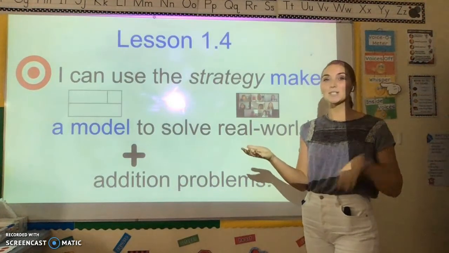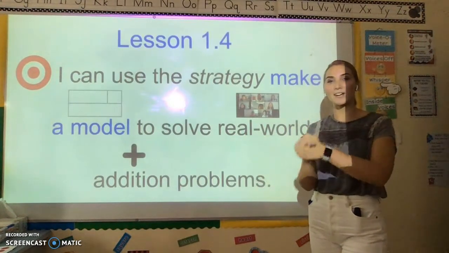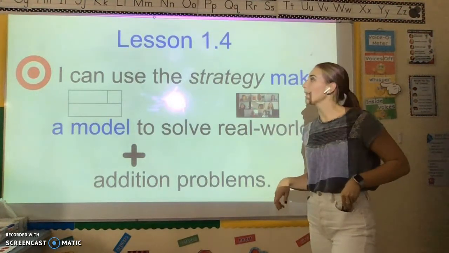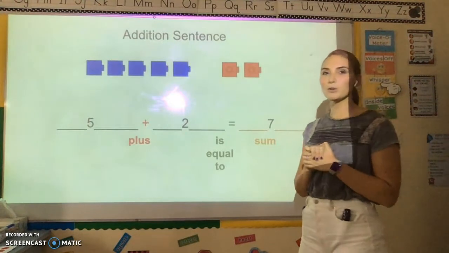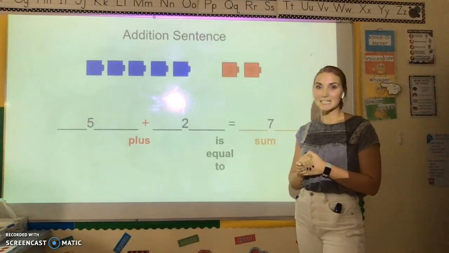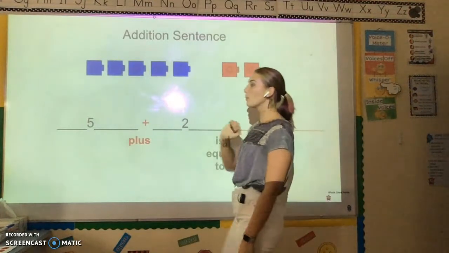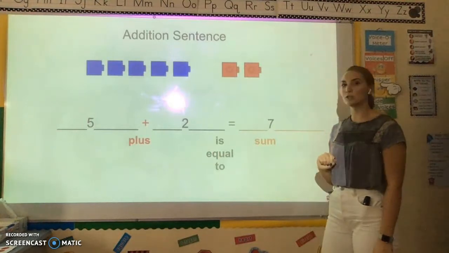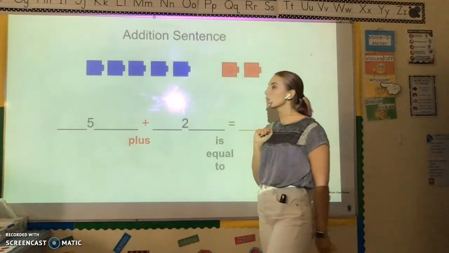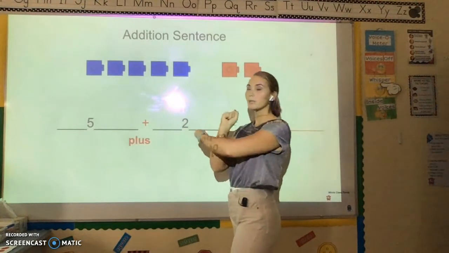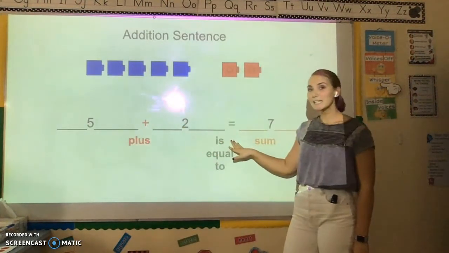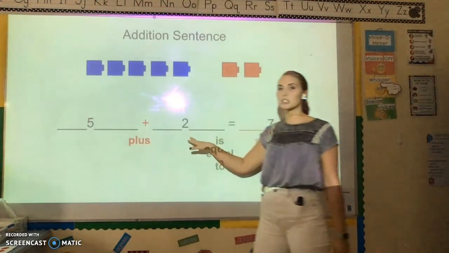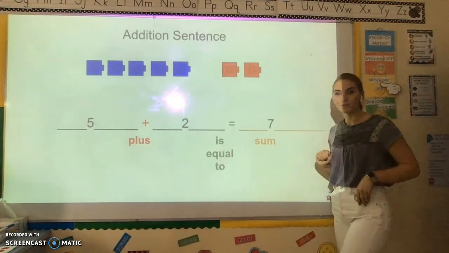And we know what addition is. Addition is taking two parts and putting them together, add them up, more is better. So let's get started with a little bit of review about our addition sentence. Our addition sentences will be a part plus a part is equal to the whole. So this sentence reads 5 plus 2 is equal to 7, or we could say 5 plus 2 equals 7.